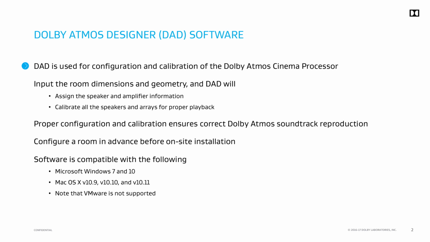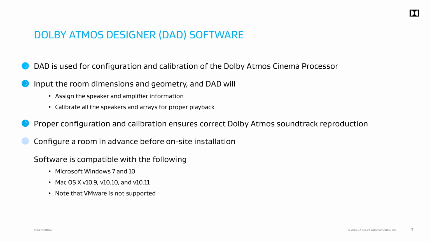Following room configuration, all audio system details need to be defined, including speakers, amplifiers, array and bass management allocations, routing, limiting, and a few other optional settings. Proper configuration and calibration is imperative for the Dolby Atmos cinema processor to accurately render the object-based audio during playback, and DAD provides a convenient interface to accomplish this task.